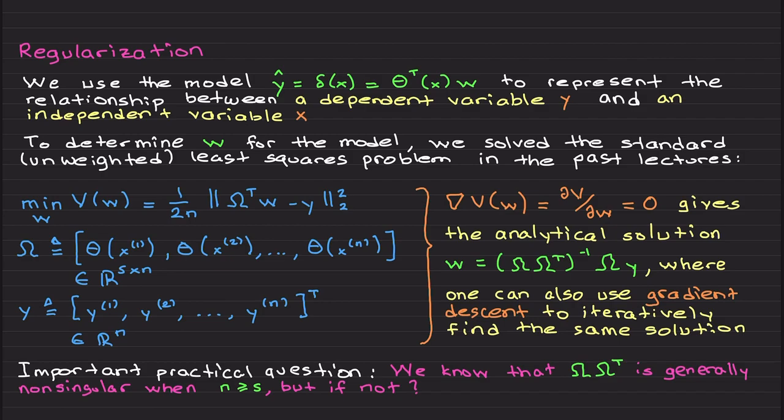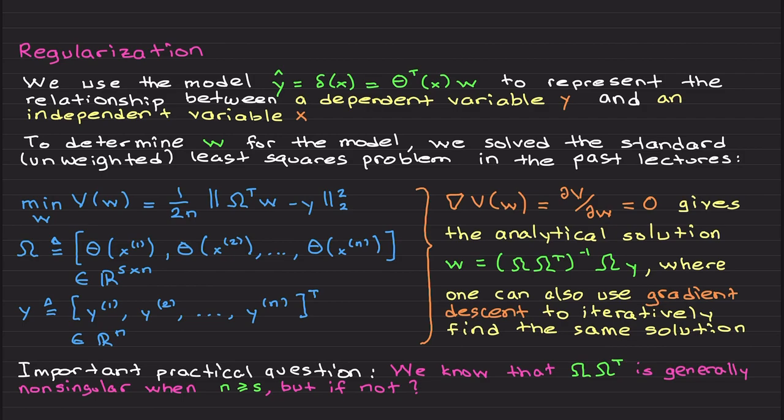Now, here we come to a very important practical question. We know that omega omega transpose is generally non-singular when n is greater than or equal to s. But what happens if this is not the case? If it is singular, you cannot invert it, and then you cannot find the solution. So at this point, regularization solves this problem once and for all. That's why this is one of the very important topics in practice.